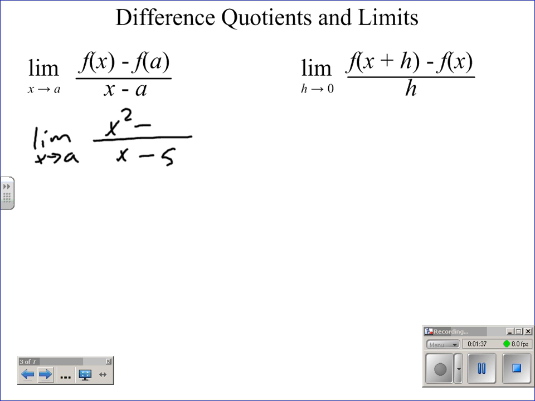Since f of 5 is 25, we substitute that for f of a. Finally, we take the limit, but because the limit would result in an indeterminate form, we must divide x squared minus 25 by x minus 5. The result is x plus 5. Now taking the limit gives us the derivative as 5 plus 5, or 10.